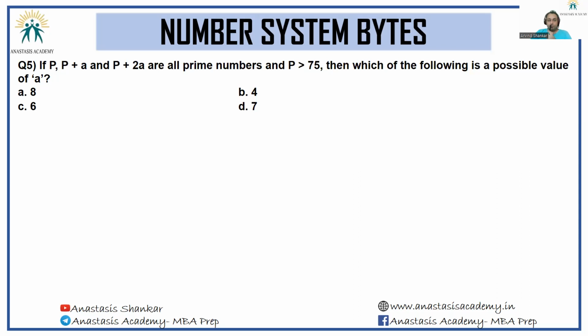Last question. If p, p plus a, and p plus 2a are all prime numbers, and p is greater than 75, then which of the following is a possible value of a? Okay, fun thing. There are two ideas that I want to share here. One, all prime numbers after 2 and 3, that is a valid threshold, can be represented in the form of 6k plus minus 1. The other idea I want to share with you is, look at this threshold, p being greater than 75.